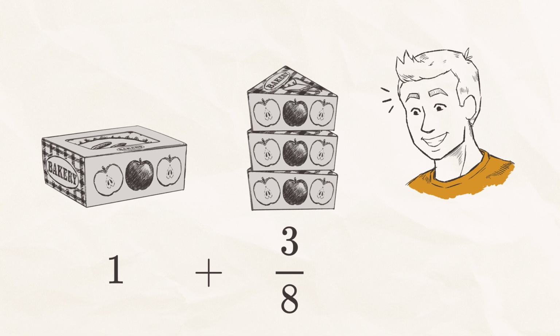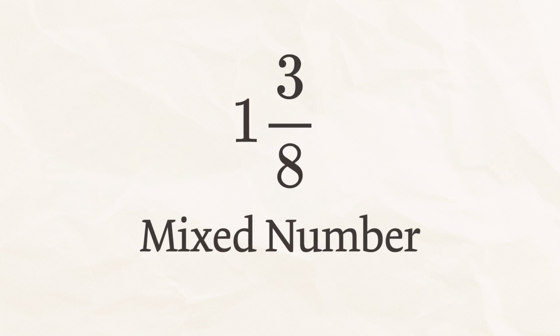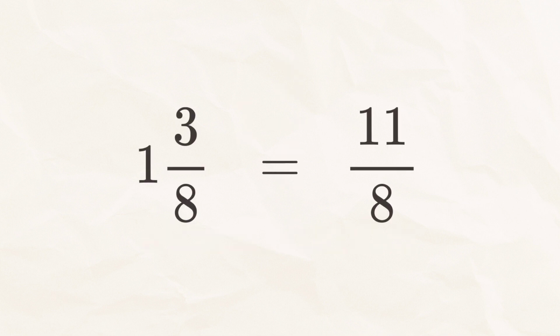We can write that as 1 3/8. This is called a mixed number. It's a whole number and a fraction together. The 1 is the whole part, in this case, a whole pie. And the 3/8 is the fractional part of the mixed number. 1 3/8 is the same as 11/8. In this case, it's 11 slices either way.